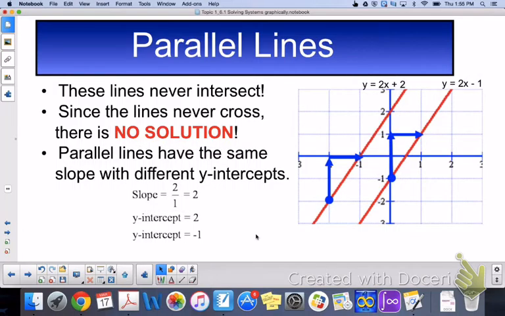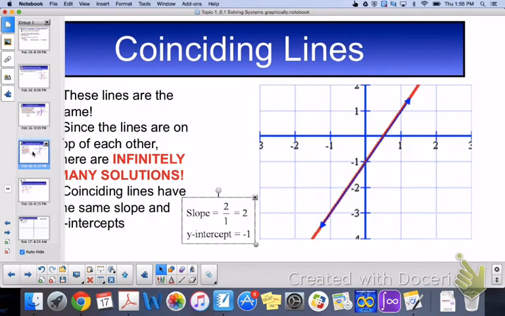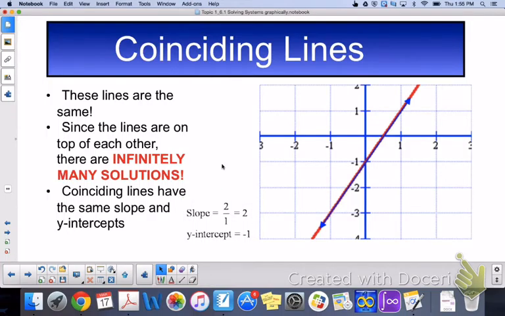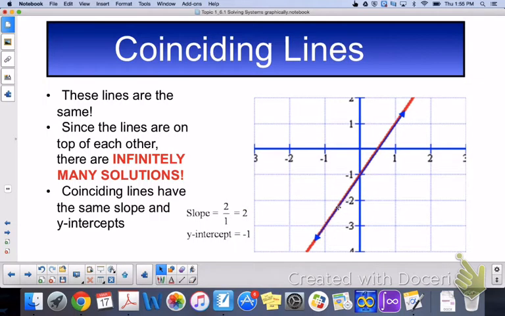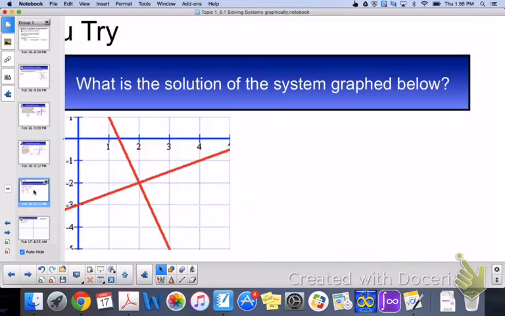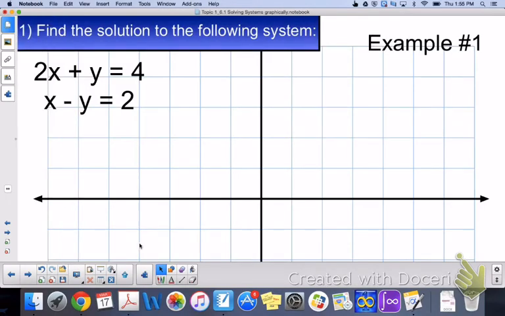Okay. Next, we have if you graph and they are the same lines. So you're graphing this line, and that can take on any number of different forms. But when you graph both equations, you get the same line. Slope is the same, y-intercept is the same. You would write that there are infinitely many solutions, and that's what it looks like. Okay, so let's do an example. There's a You Try just talking about the solution, so go ahead, pause, do that, and here's an example.